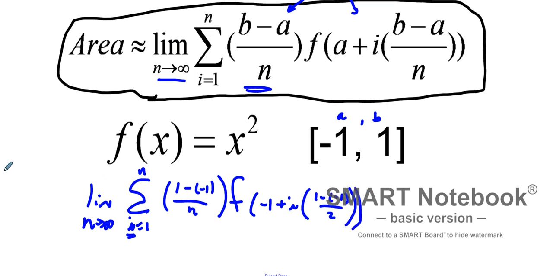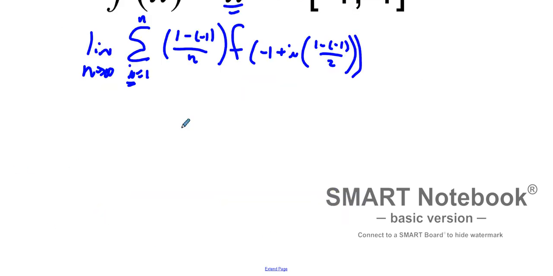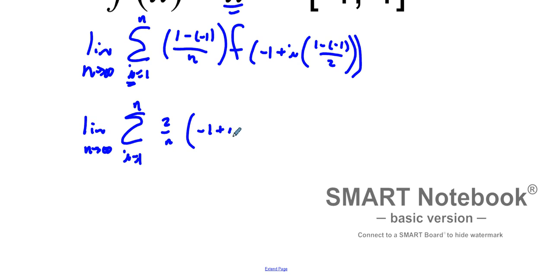So if I put this into context of x squared, because that's my f of x, what would that be? And I'm just going to simplify this. We would then have the sum from i equaling 1 to n. We have the limit as n approaches infinity. This would turn out to be 2 over n times, well, what's f of x? f of x is x squared. So I'm going to plug that in for all the x's of f of x. So it'd be -1 plus i times 2 over n, that quantity squared, because that's my function. And that is my Riemann sum.